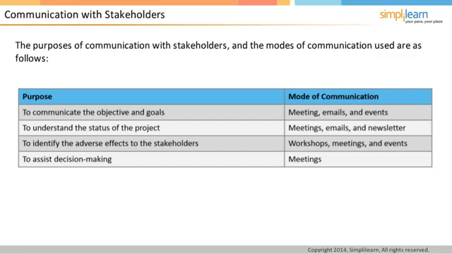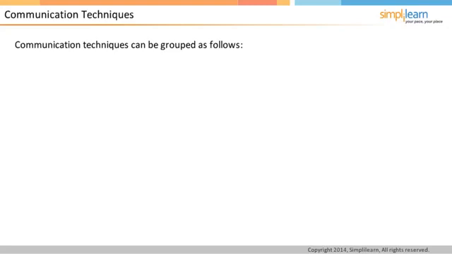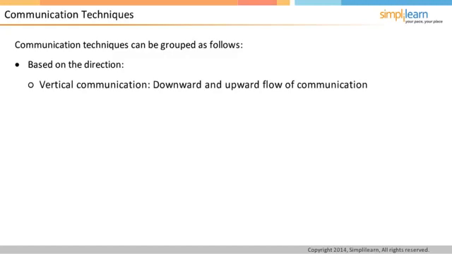Communication techniques can be grouped in various ways. The first grouping of communication techniques is based on the direction in which communication flows. Vertical communication consists of two subtypes, namely downward flow of communication and upward flow of communication. In the downward flow of communication, the managers must pass information and give orders and directives to the lower levels in the organization. On the contrary, upward communication consists of information relayed from the bottom or grassroots levels to the higher levels of the company.